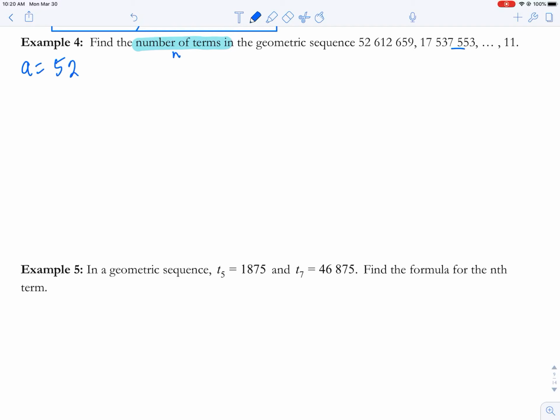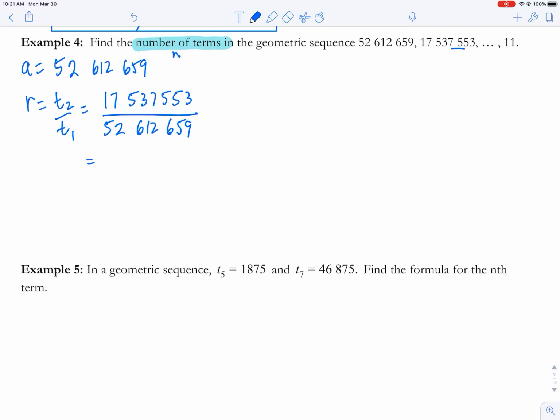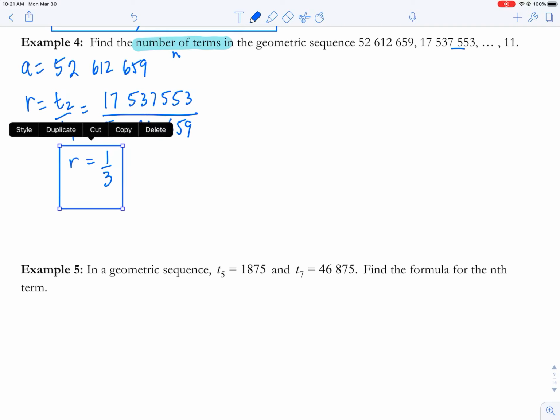So A is going to be 52 million, 612, 659. Our common ratio we can get by taking the second term divided by the first term. So that'd be 17, 537, 553. I'm just copying that second term. Divided by 52, 612, 659. And when we simplify that, we get that R equals 1/3. I guess it didn't need to be in a box, but it's in a box now.